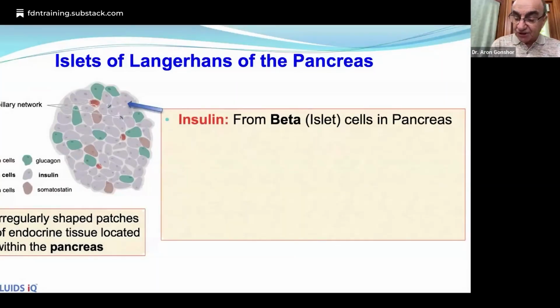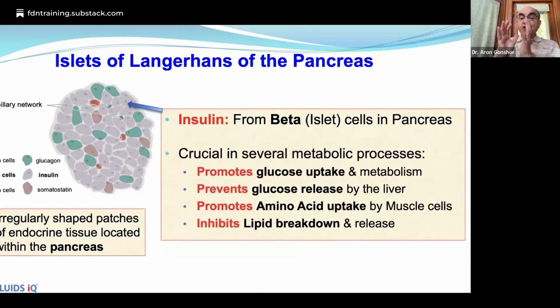And I'm going to spend a couple of minutes just to acquaint everyone again with insulin, where it's produced, etc. And so you see the title of this slide is Islets of Langerhans of the Pancreas. And the islets of Langerhans is an area of the pancreas where the beta or islet cells are living. You see them here schematically in gray, that grayish area. These are irregularly shaped patches, and that is endocrine tissue located within the pancreas. And those islet cells produce insulin.